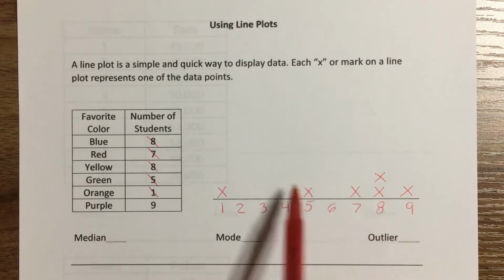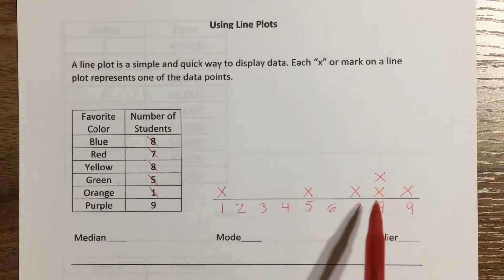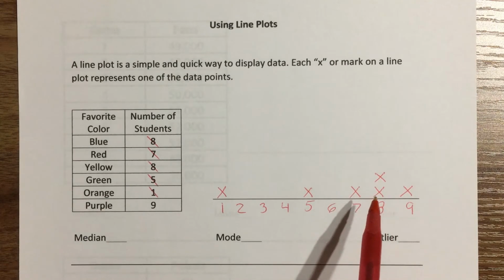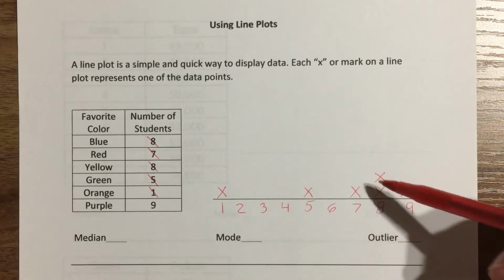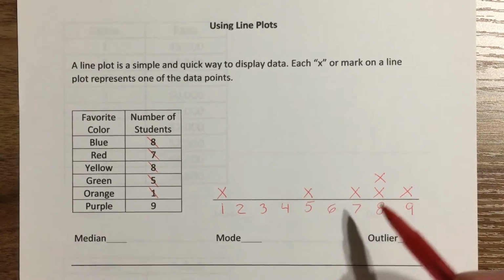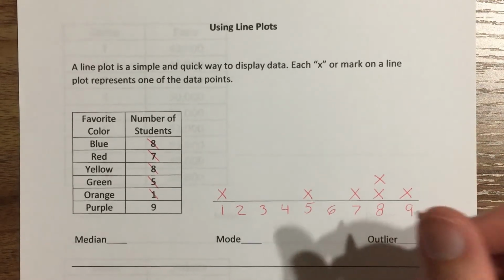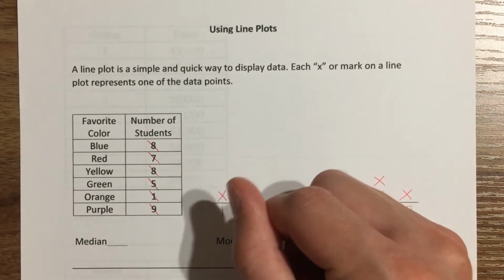How can we tell just by looking at this picture which number had the most? Well, looks like we made a stack right there, which is kind of cool. We can tell just by looking at this picture that 8 had more because its stack of X's is taller. It might only be 2, but it is taller than the rest of them. So we know the mode, the number that showed up the most, I forgot to cross off my 9, is 8.